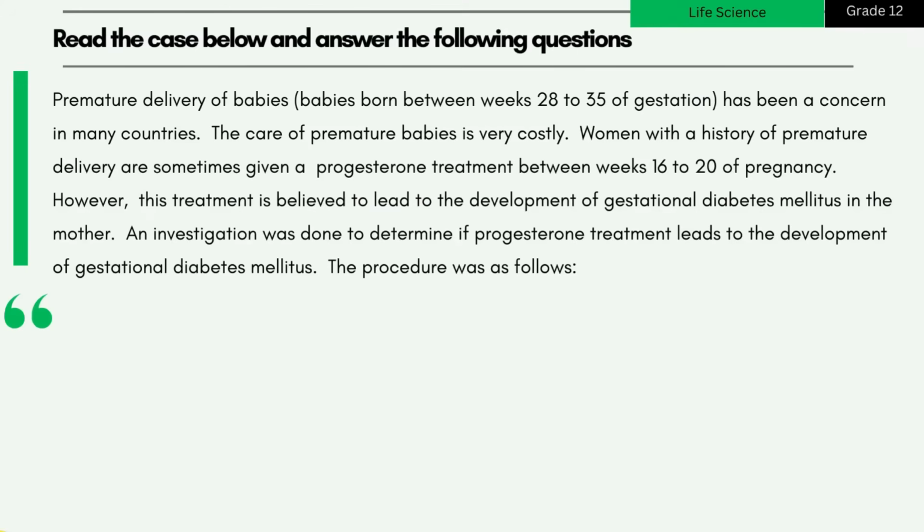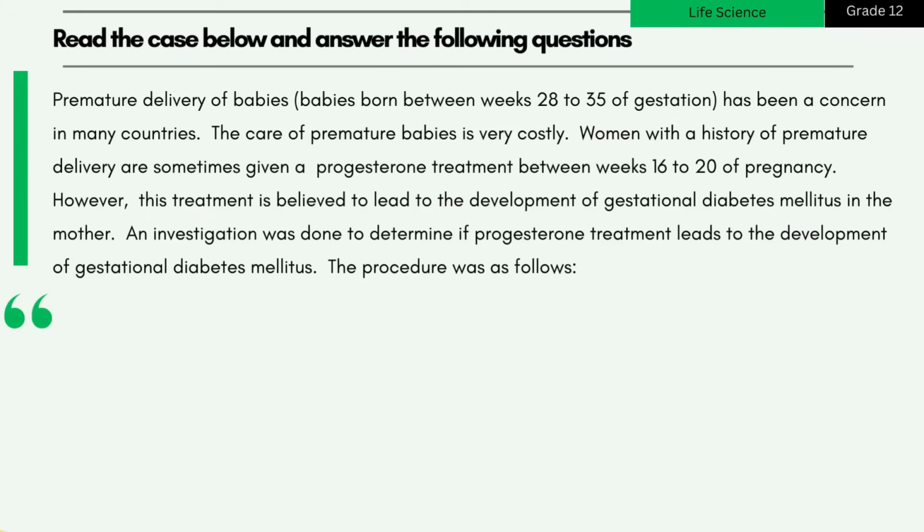Premature delivery of babies, babies born between weeks 28 to 35 of gestation, has been a concern in many countries. The care of premature babies is very costly. Women with a history of premature delivery are sometimes given a progesterone treatment between weeks 16 to 20 of pregnancy. However, this treatment is believed to lead to the development of gestational diabetes mellitus in the mother.